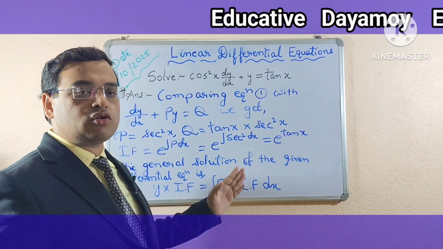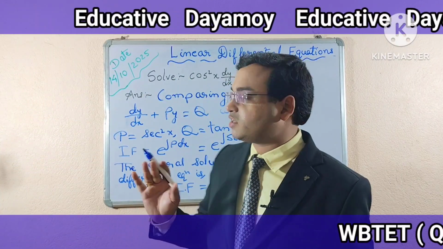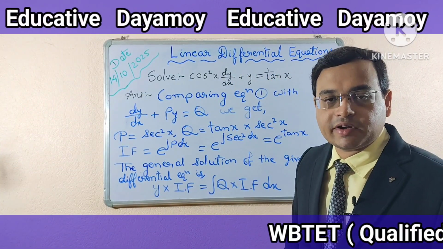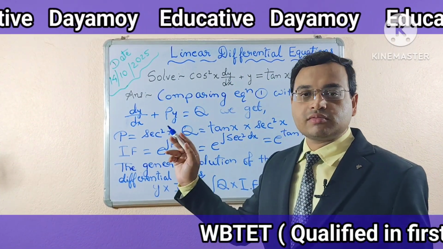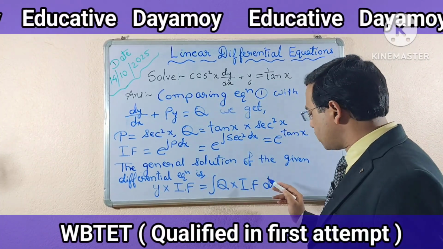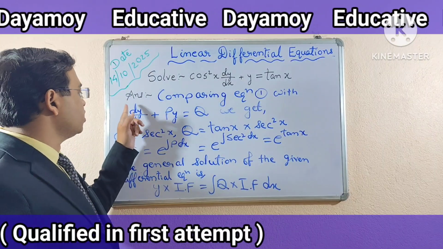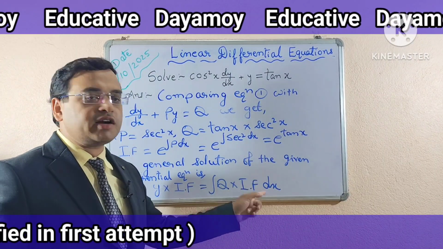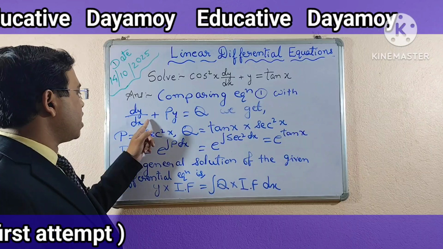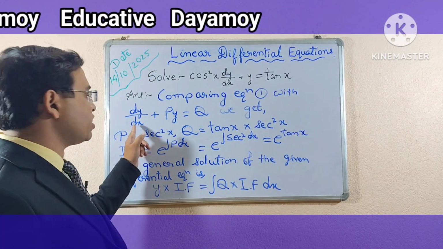If in another question it is written dx by dy, then in that case dy will be the independent variable, and you have to write dy here. Understood? Suppose it is written dx by dz, then you have to write dz here. As here dy is written, so you have to write dx because dx is the independent variable here.